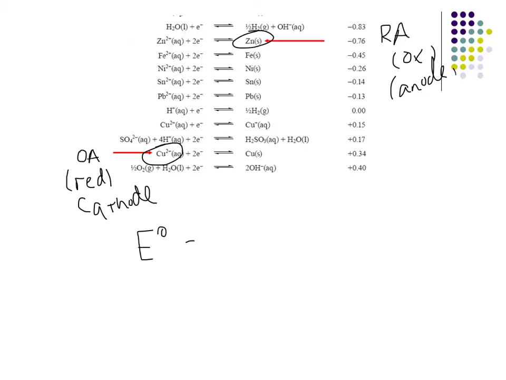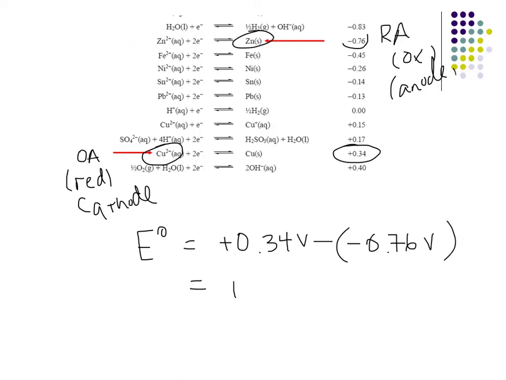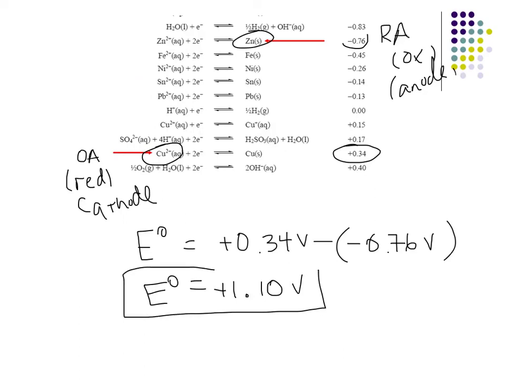To determine E naught, we're going to take E naught at the cathode, which is plus 0.34 volts, minus our E naught at the anode, which is negative 0.76 volts. When we add these together, we get plus 1.10 volts. So this would be the standard electrode potential, standard cell potential with copper and zinc as our two electrodes.